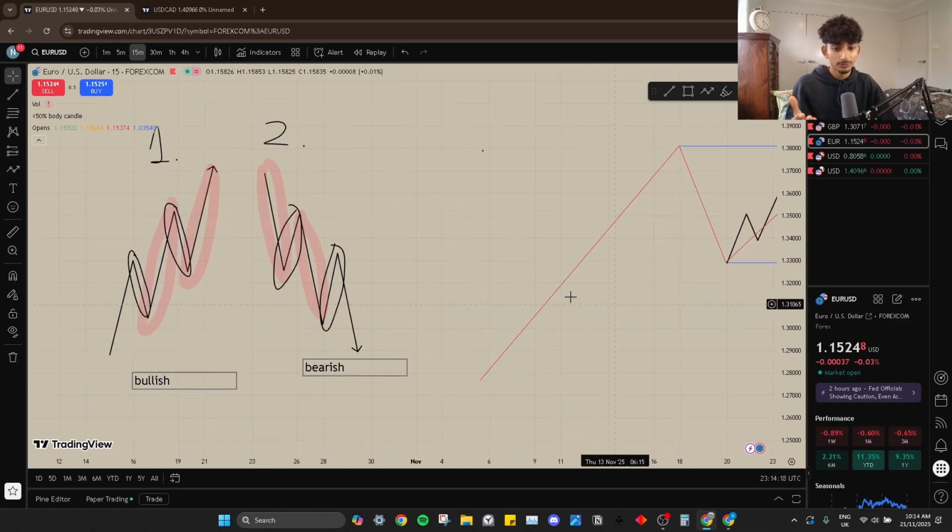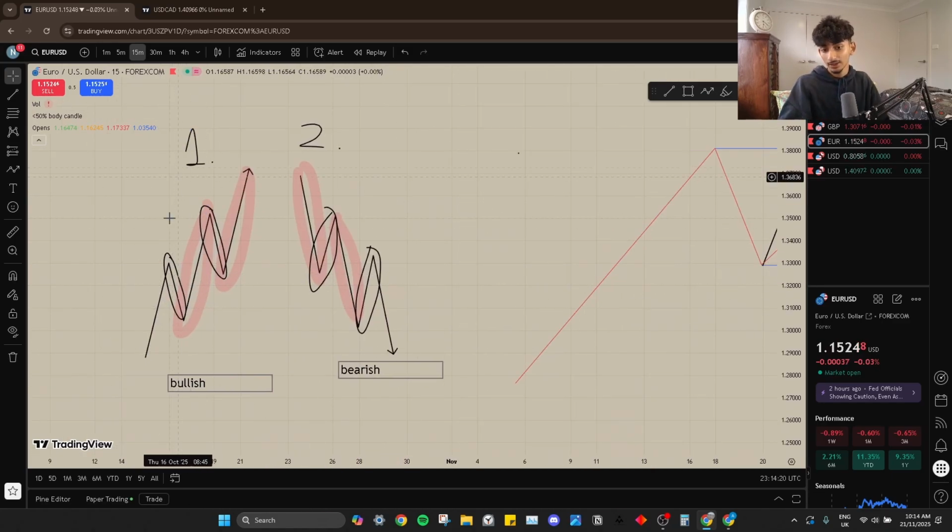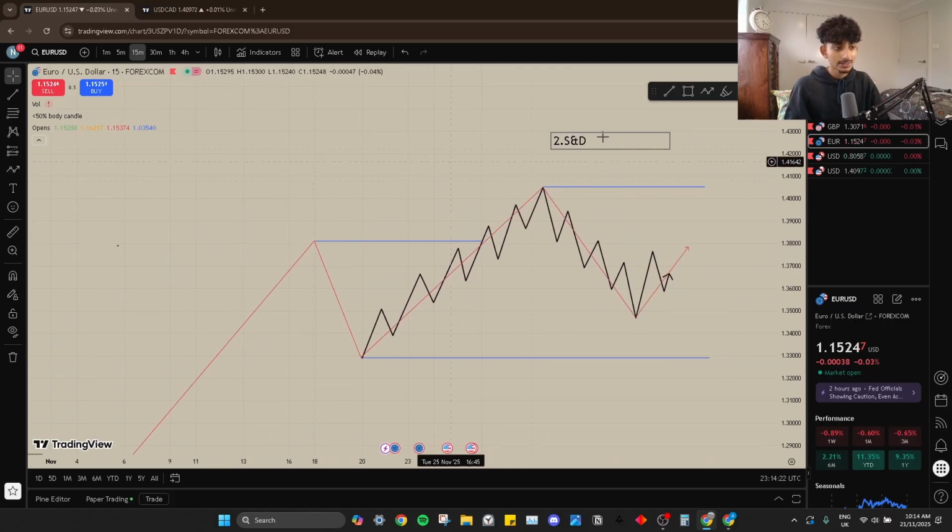So what can we see? If we look back, we are obviously in an uptrend. Number 1, we're making higher highs right over here, a higher low, and then here's a higher high right over here. So we're in an uptrend and we are bullish.